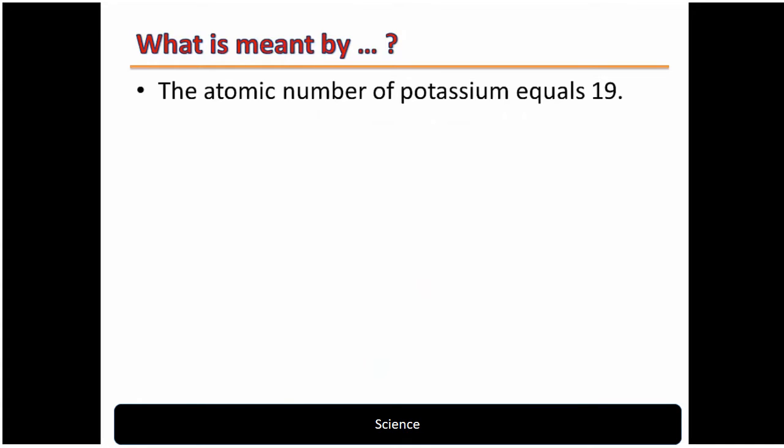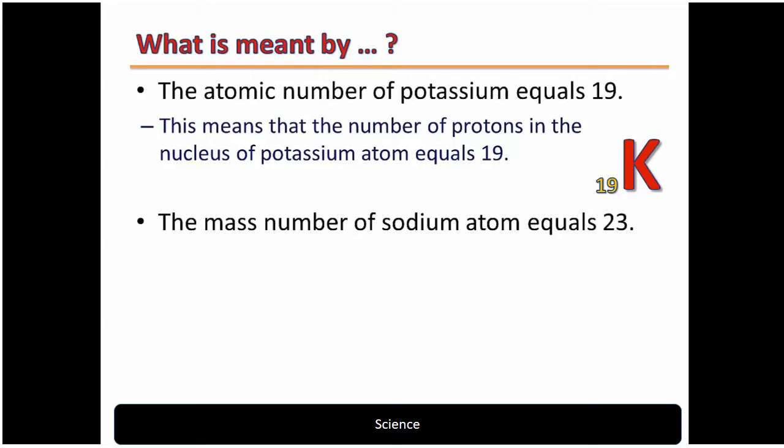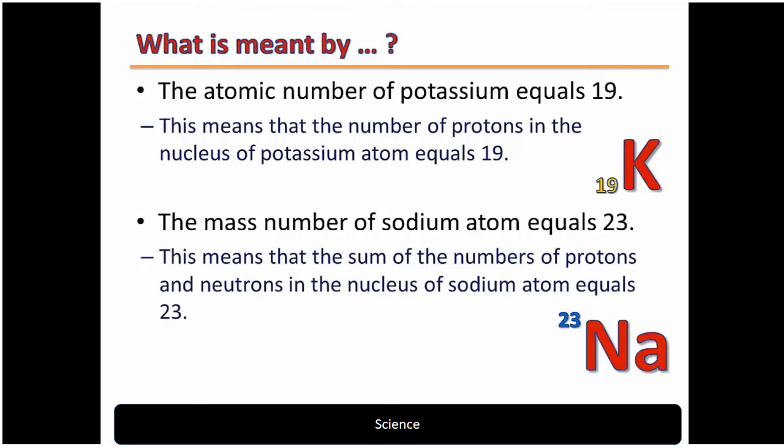What's meant by the atomic number of potassium equals 19? We have to write only the definition of atomic number. This means that the number of protons in the nucleus of the potassium atom equals 19. Another question. The mass number of a sodium atom equals 23. This means that the sum of the numbers of protons and neutrons in the nucleus of the sodium atom equals 23.